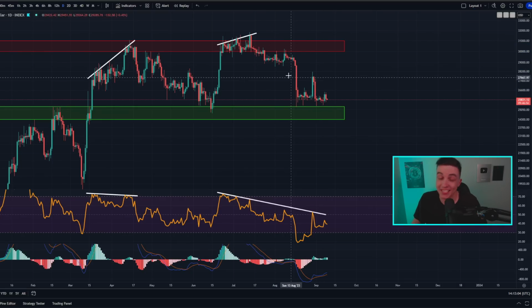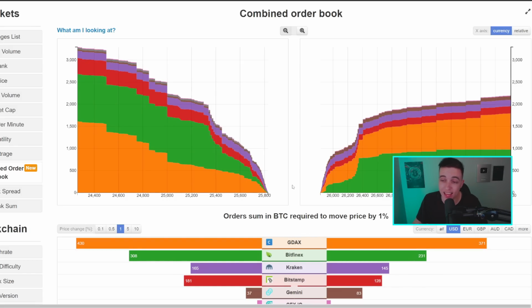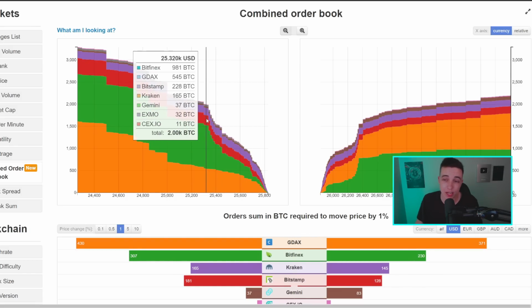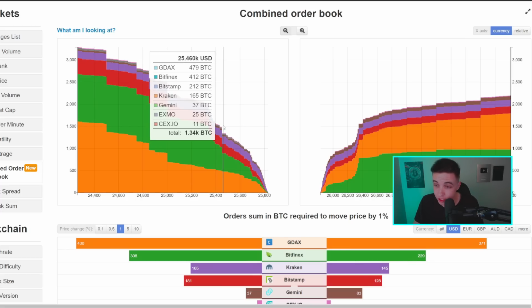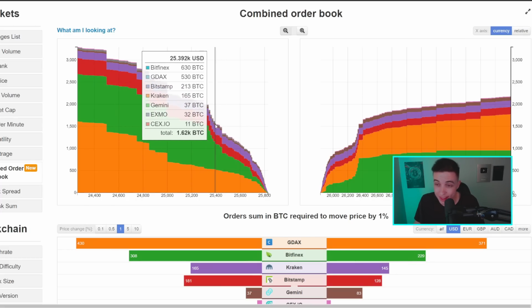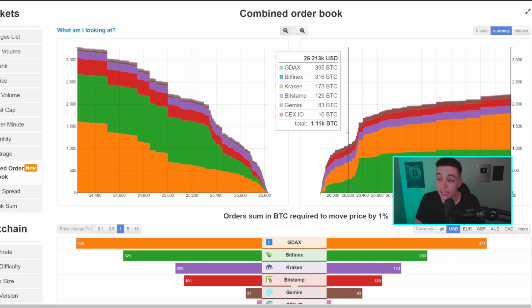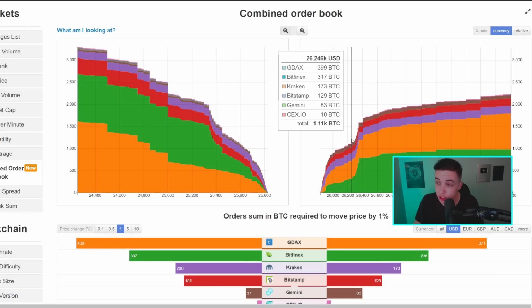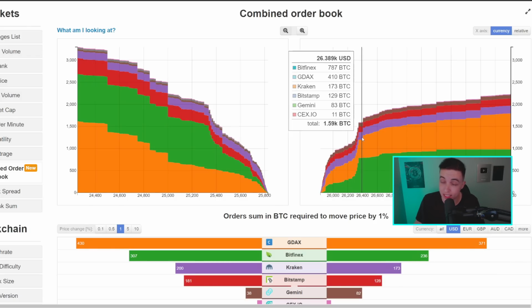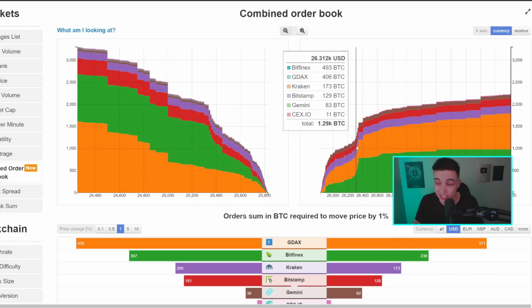And as for short-term support and resistance, looking at the Bitcoin order books, we still have a decent amount of buy orders in between around 25.3k to 25.5k approximately. And so that price range right there should act as a bit of short-term support, as well as $25,000 per Bitcoin. And as for resistance, looking at the sell orders, we still have a decent amount of sell orders in between around 26.2k to 26.4k, which should act as a decent amount of resistance in the shorter term.